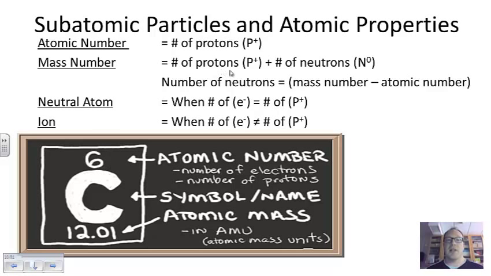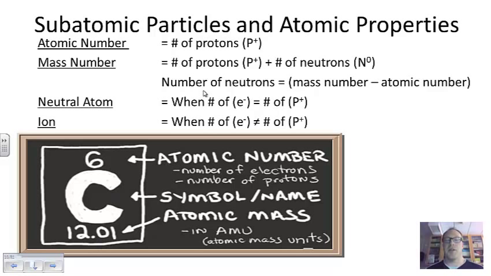The mass number is going to tell you the total number of protons plus the number of neutrons. So I'm seeing down here this number is 12, which would let me know, because there are 6 protons and a total of 12 nuclear particles, so the mass number tells you how many nuclear particles there are. 12 minus 6 would tell me that there are 6 neutrons.